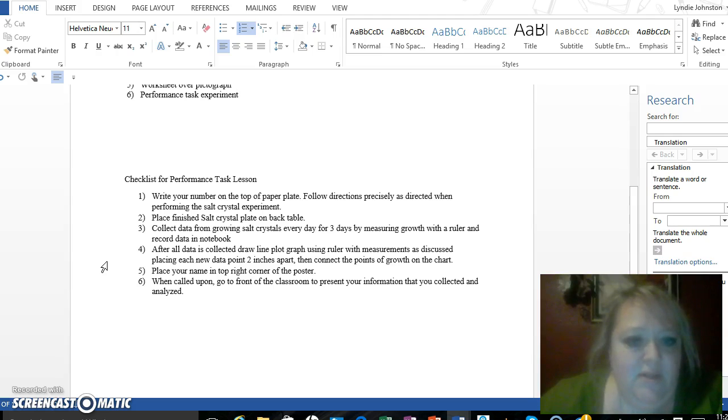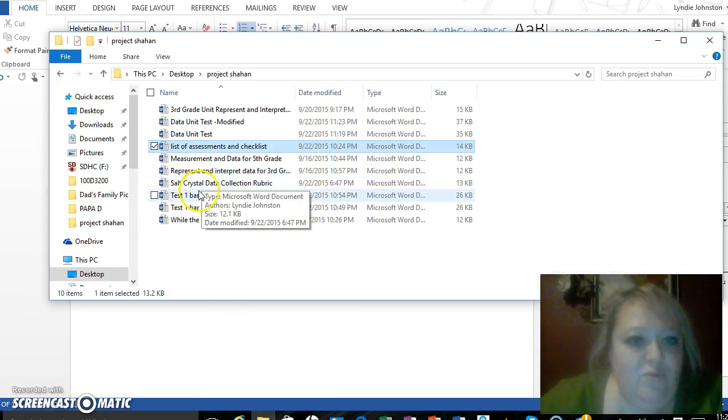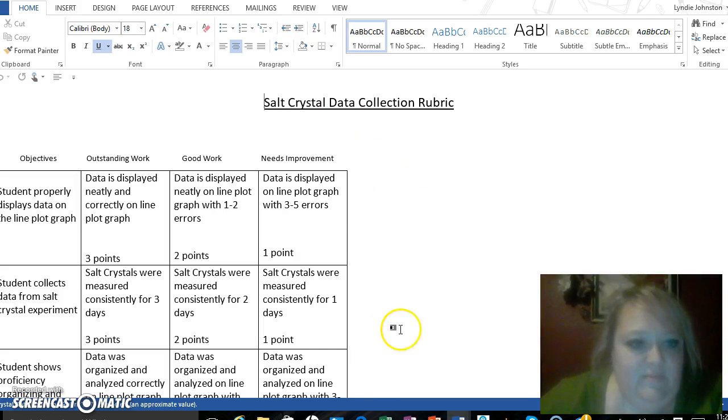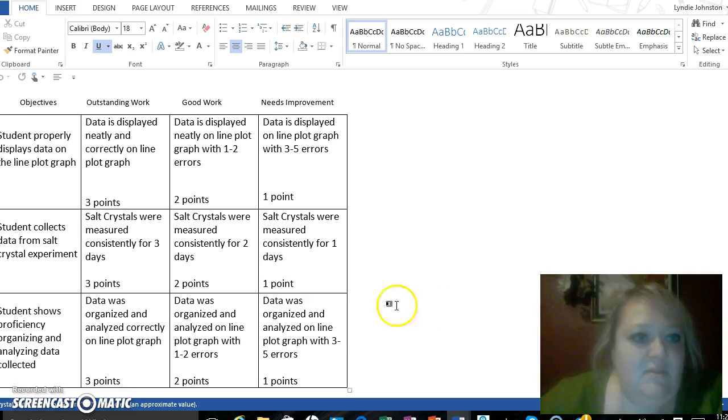They're going to place their name in the right top corner of their poster that they drew their line plot graph on. And then, when everyone is done, I will call upon them one at a time, and they'll come to the front of the class and present the information that they collected and analyzed. I have a rubric that I'm going to use to grade the students on their project.